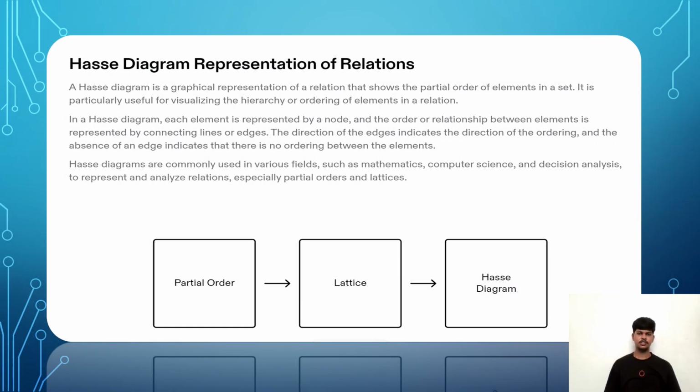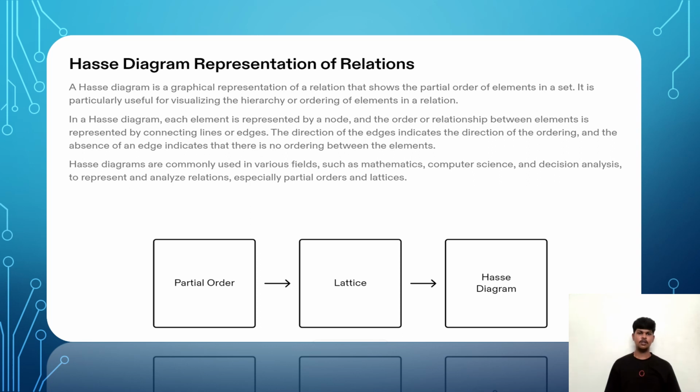Hasse diagram representation of a relation. A Hasse diagram is a graphical representation of a relation that shows the particular order of the elements in a set. It is particularly used for visualizing the hierarchy or the order of elements in a relation. In a Hasse diagram, each element is represented by a node, and the relationship between elements is represented by connecting lines or edges. The direction of the edges indicates the direction of order, and the absence of an edge indicates that there is no order between the elements.